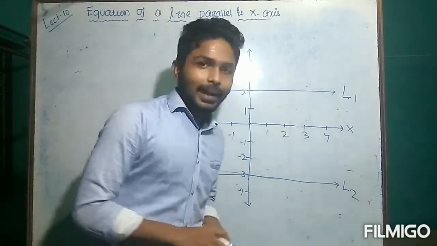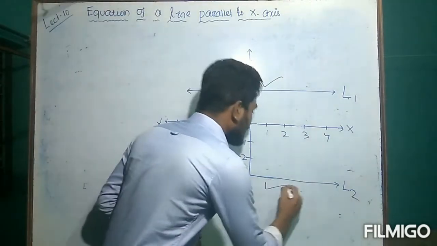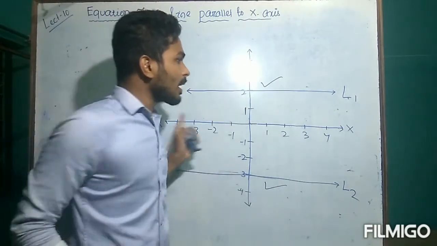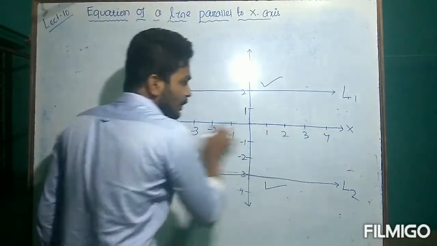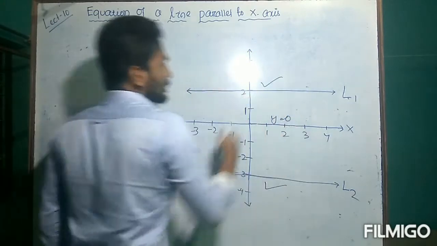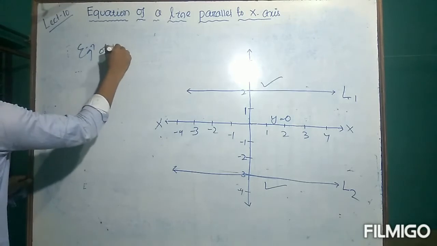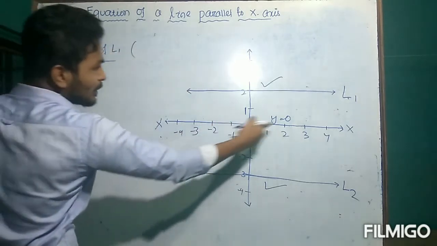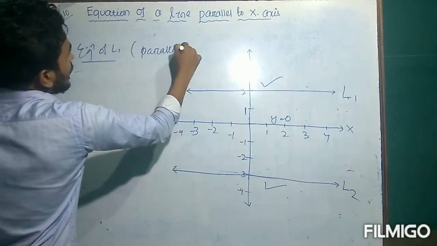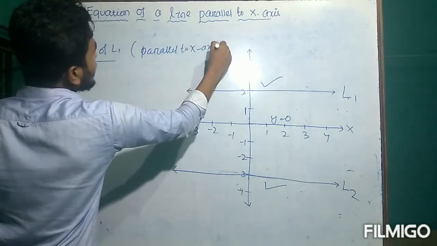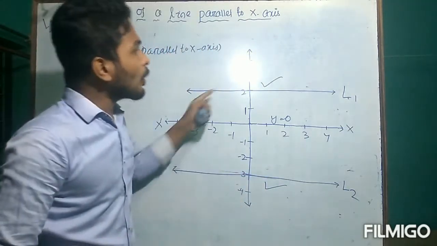So here we are going to find the equation of L1 as well as the equation of L2, since these two lines are parallel to the x-axis. As we know, the equation of the x-axis is y is equal to 0. So let us find the equation of L1 first. L1 is parallel to which axis? Parallel to the x-axis.